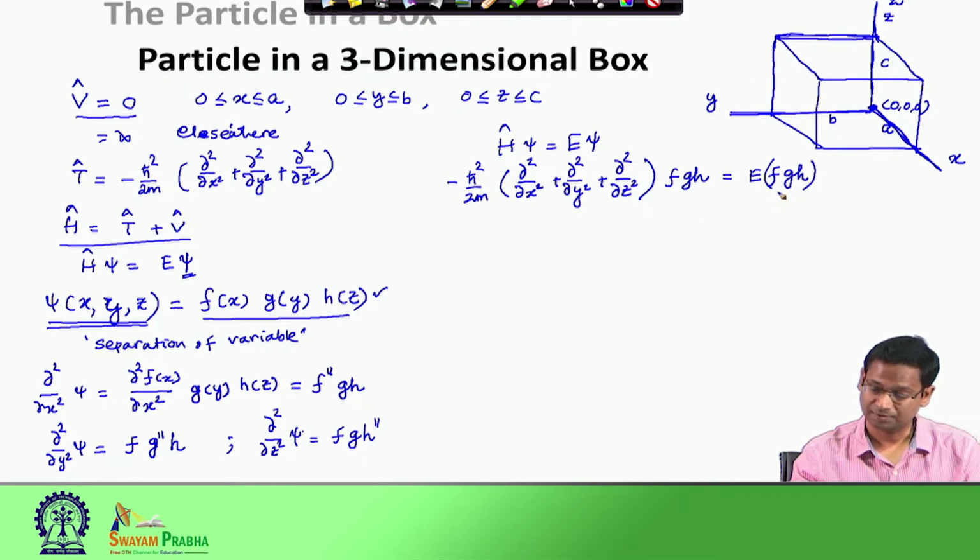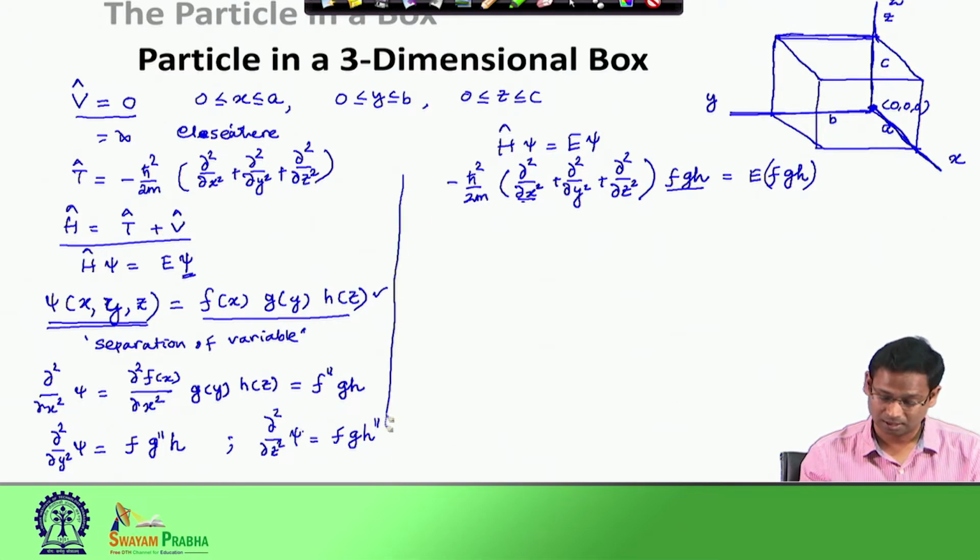So, this is my wave function. I am dropping the functional dependence of f, g and h. Please remember, f has only x dependence, g has only y dependence and h has only z dependence. When I do the second derivative on this function, the results I have already written down, so that we can continue our discussion further.